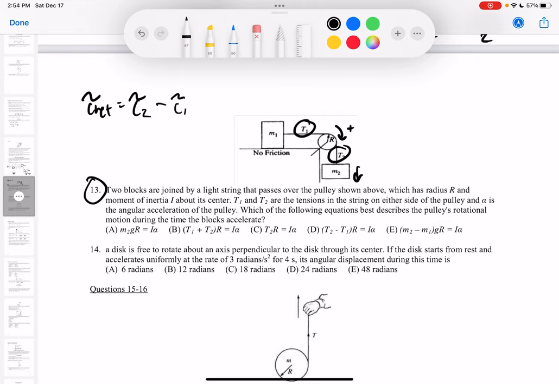Now I just need to plug in for my torque net, so that would be I alpha is equal to, well, my torque 2. Remember torque is equal to RF, so I'll have R times my F, which is just T2, and then minus R, same R, times T1. To make this look more similar to the answer choices, I alpha equals R, so I'll factor out R, T2 minus T1. And so that would mean that my correct answer is just D.